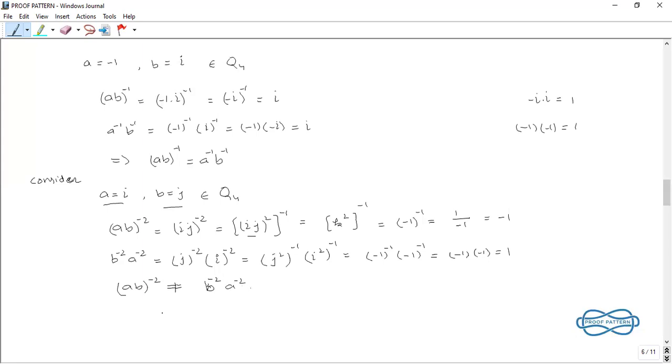Okay. And the second part was, what name can be given to the property (ABC) inverse is equal to C inverse B inverse A inverse. So the appropriate name is the socks-shoes property, or the boots property.